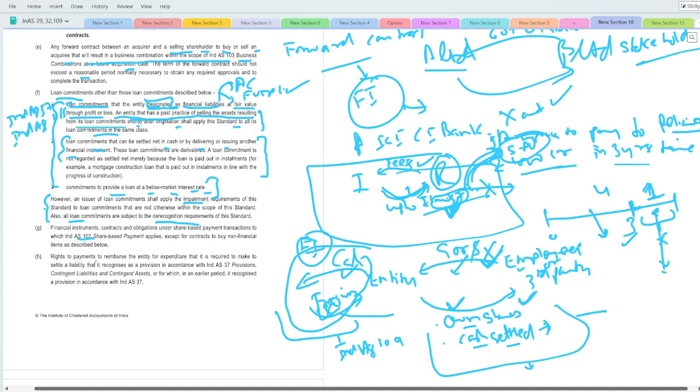Rights to the payment, to the reimbursement: the entity for the expenditure it is required to make, the settlement of the liability for which it recognizes a provision in accordance with Ind AS 37 (contingent liability), and for which in the earlier period it recognized a provision.